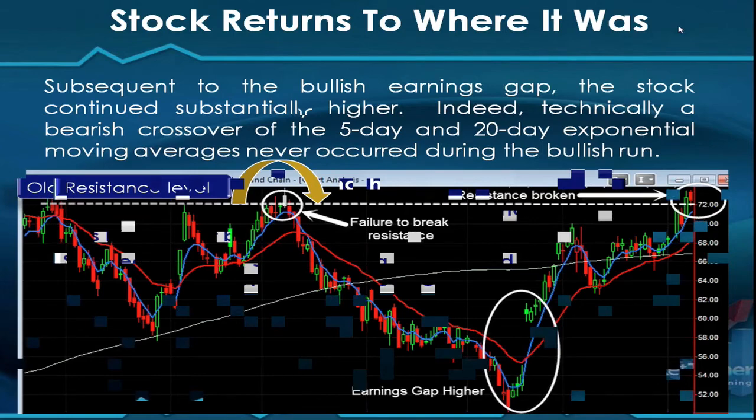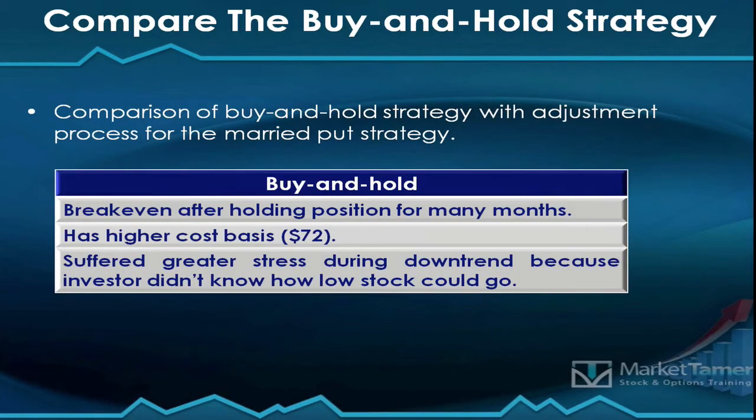Well, let's do a comparison. If you did the buy and hold strategy where you didn't do anything, you just bought the stock, you put it in the IRA, the 401k, or the cash account, and you just said, listen, I'm going to go buy Apple, or I'm going to go buy Berkshire, or whoever it is, and I'm just going to throw it in the account and not worry about it. Really? You know you're going to be checking on it. You were break even after many months. And most importantly, you suffered a heck of a lot of stress during the downtrend because you had no idea how low the stock could go.